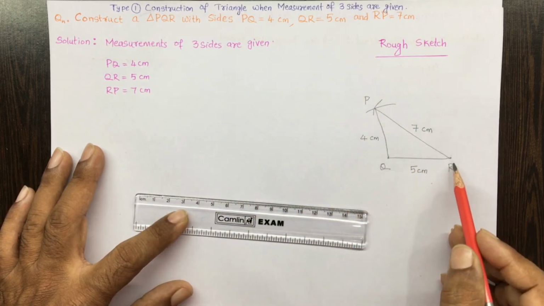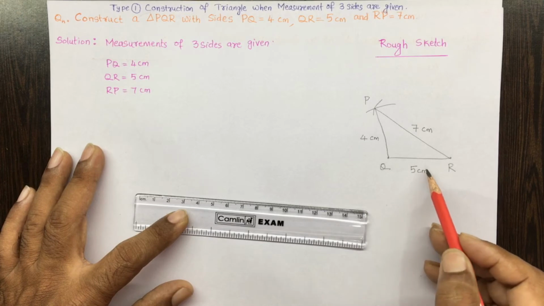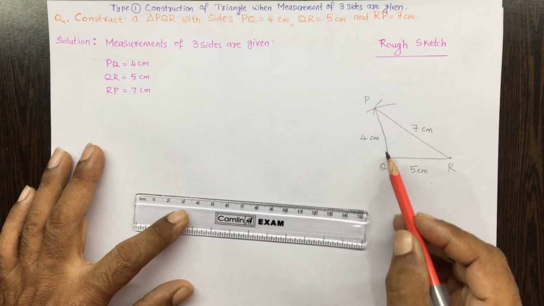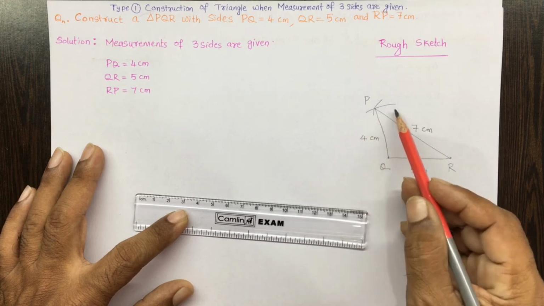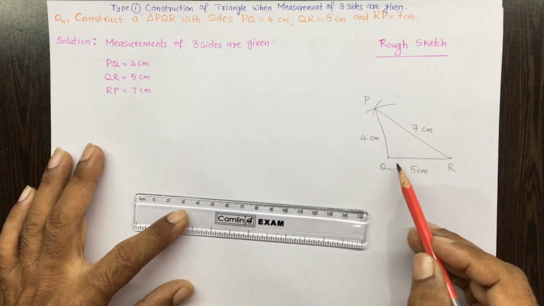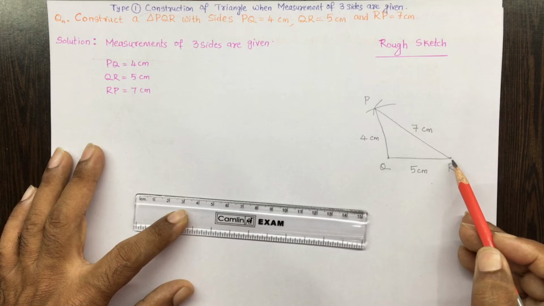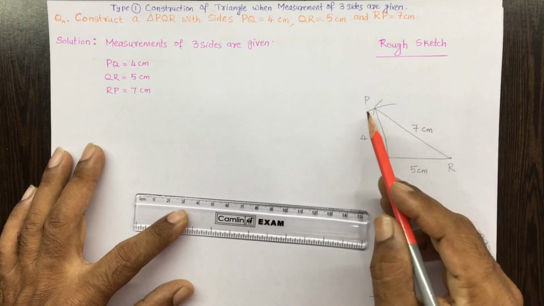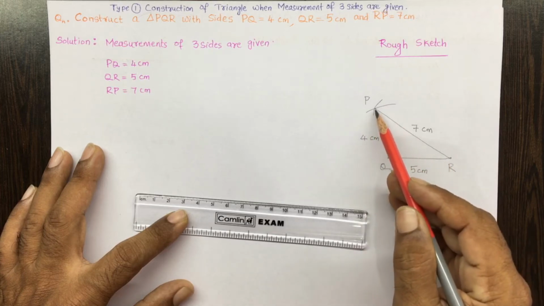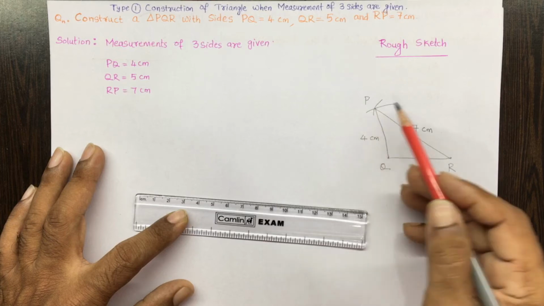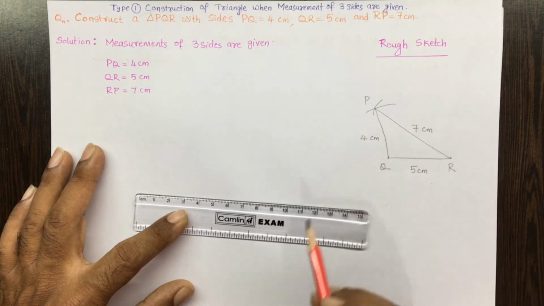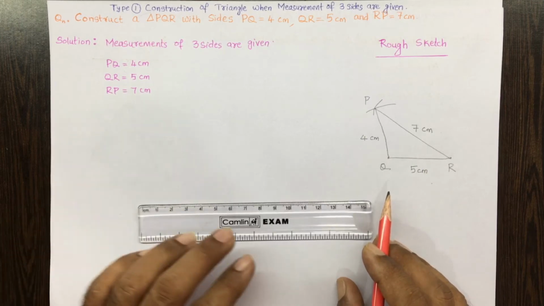Let us draw QR and then from Q you need to take an arc of 4 centimeters. At the same time you need to take an arc of radius 7 centimeters from R, and these two arcs will intersect at point P. Then you need to join PQ and PR. Let us see how to construct.